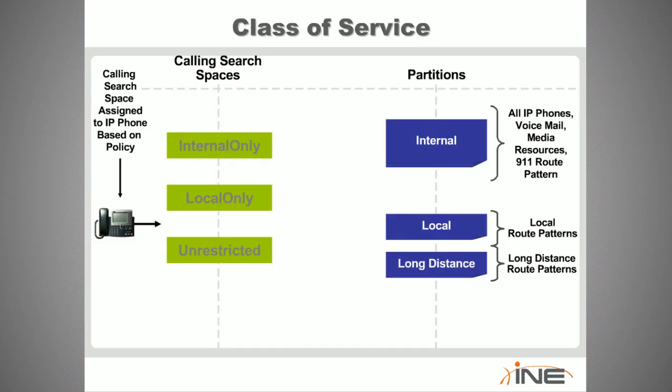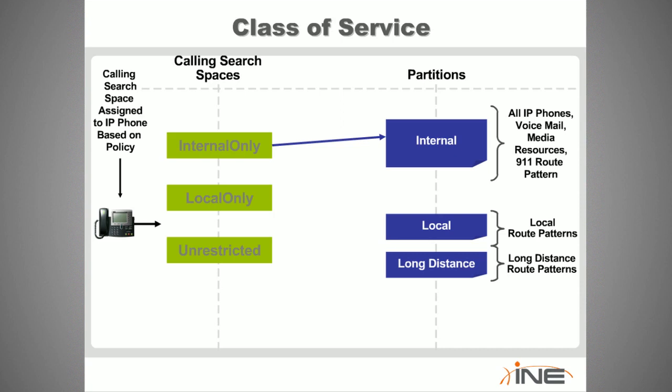Okay. So now let's just take a look at class of service building. We've talked about the calling search spaces and partitions. We now take a look at, maybe we have an IP phone here, and based on the calling search space that is defined, maybe it doesn't have all three, but maybe it has internal only or local only or unrestricted. Those point to partitions. So let's take a look.